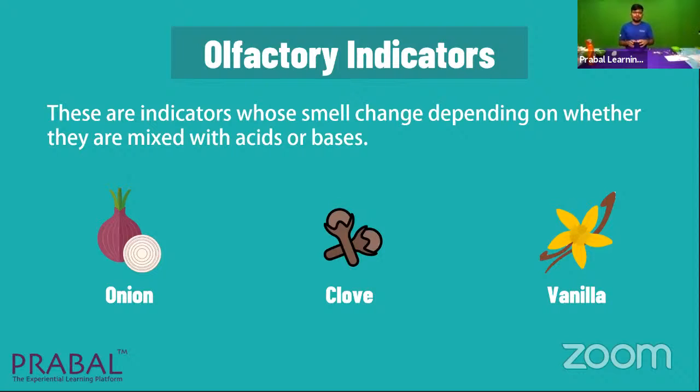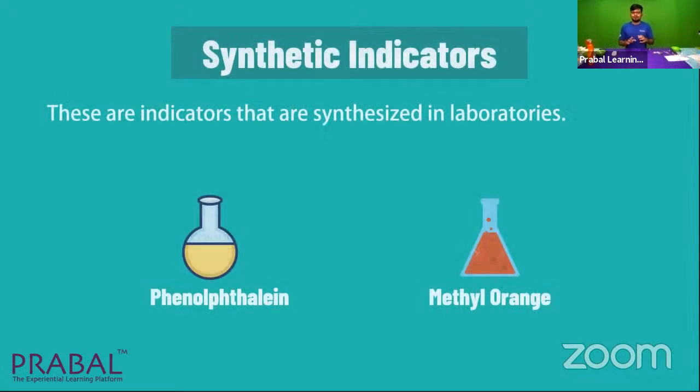Then we talked about olfactory indicators. These indicators change their smell depending on whether it is an acid or base. I highly recommend you to try this at home. It is really interesting. I have tried it out. The easiest thing is using an onion. You can take the onion juice and try it out. And then we talked about synthetic indicators, phenolphthalein, methyl orange.